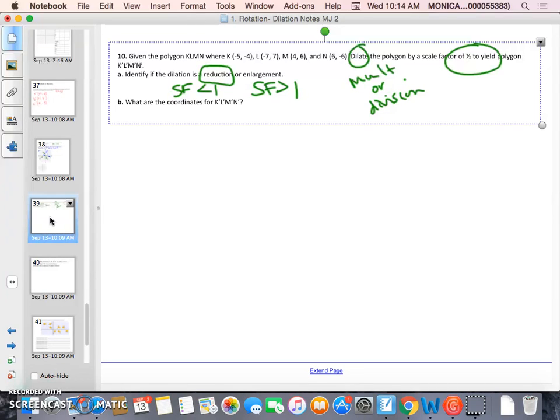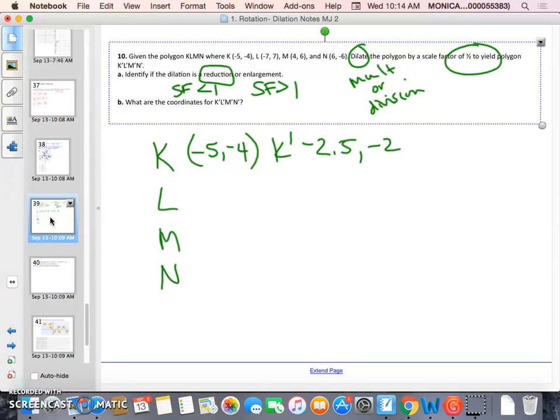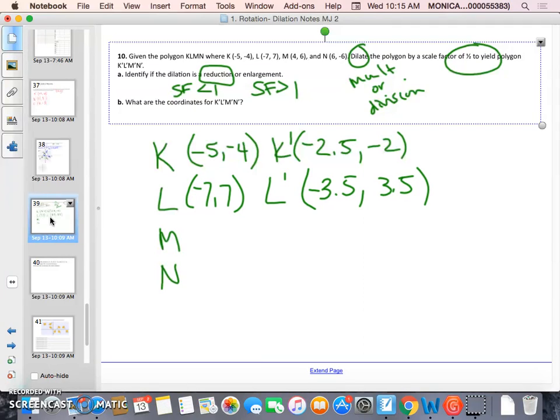So all I have to do is take each one of these coordinate points, K, L, M, and N, and multiply them by 1/2. So K was originally at -5, -4. K prime is now going to be at half of -5, which is -2.5, and half of -4 is -2. That's my new coordinate point for K. L was at -7, 7. So L prime is going to be at -3.5, 3.5. M was at 4, 6.